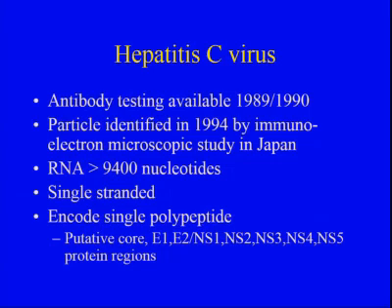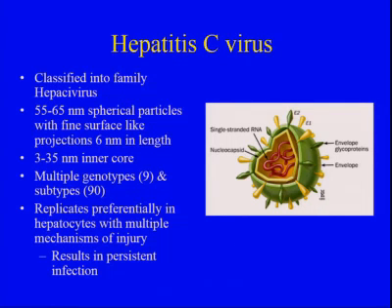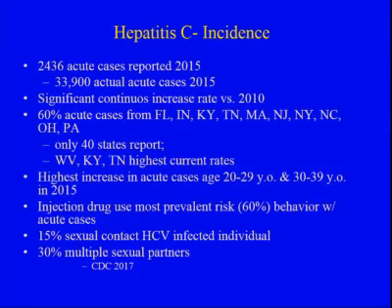Antibody testing was available in 1989, 1990. The particle was actually only identified in 1994. It's a single strand. It encodes a single polypeptide. The reason why I include the components is on your testing, you may see something like NS1, NS2, which means non-structural region 1 and 2. So that's what they're testing for. This is what it looks like. It's classified in the family Hepacivirus. There are multiple genotypes which are significant in terms of treatment. It replicates preferentially in the hepatocyte, and there's multiple mechanisms of action.